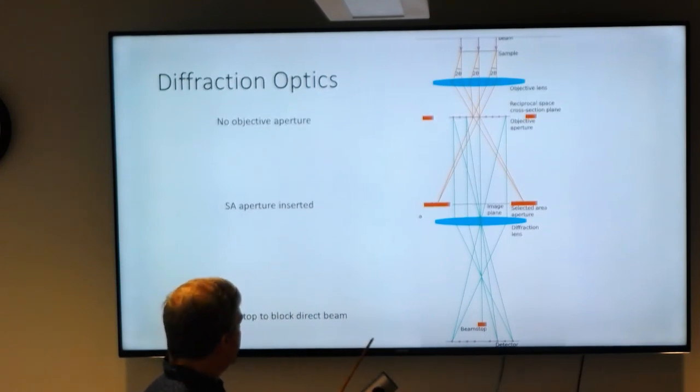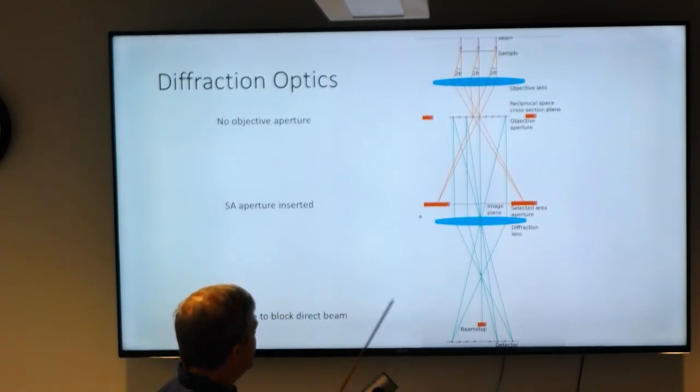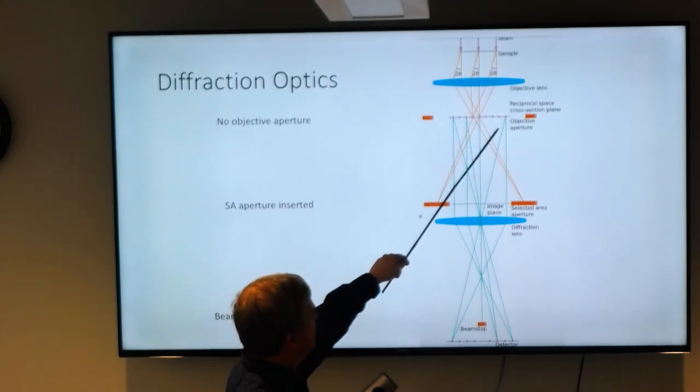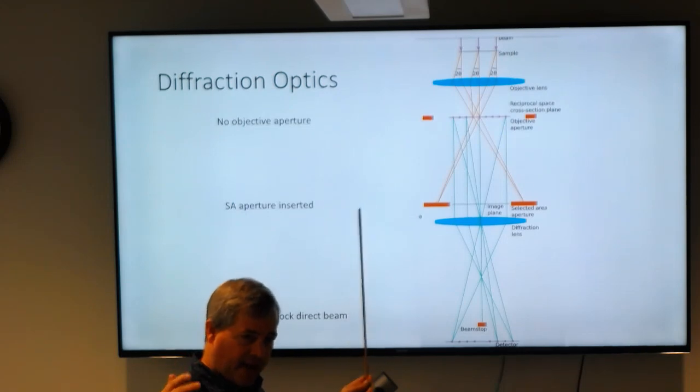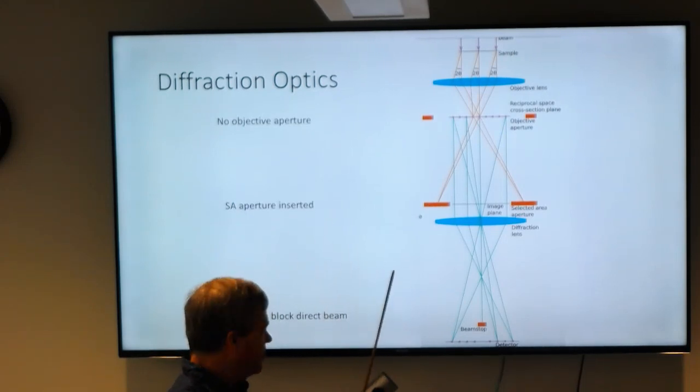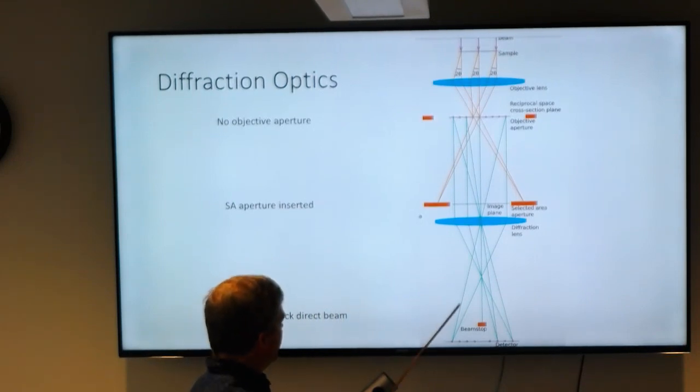Now, one difference in this mode is normally you don't have an objective aperture in it, because you want to get all of the highly scattered beam. You don't want to limit it, because in this case you really do want all of these 1 angstrom or less diffraction spots.